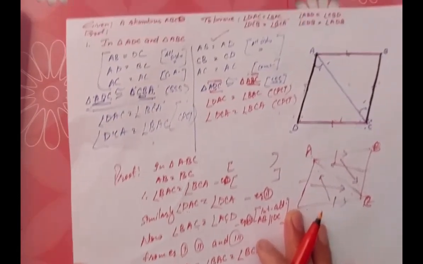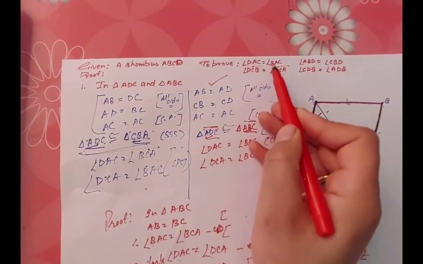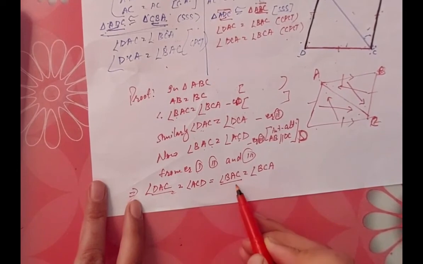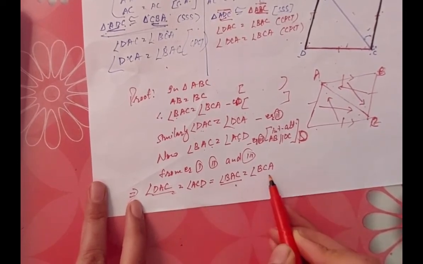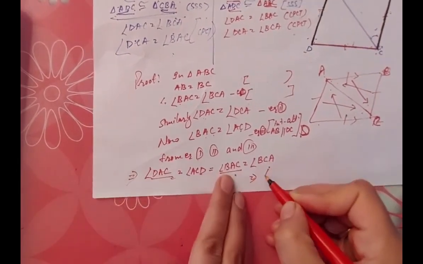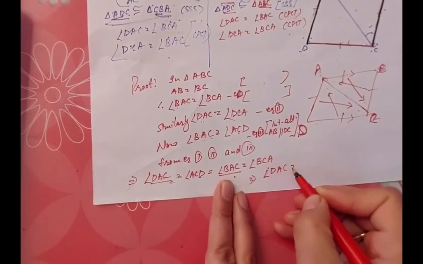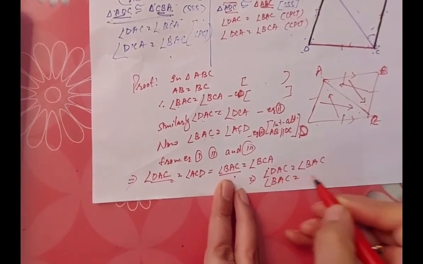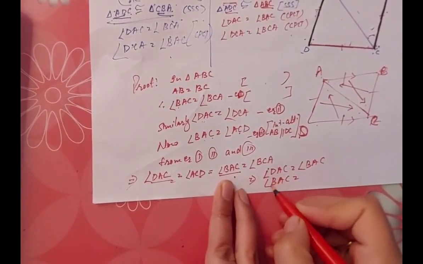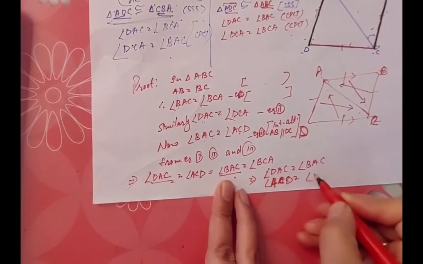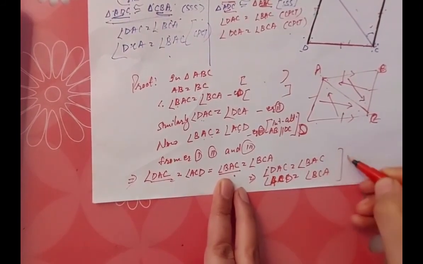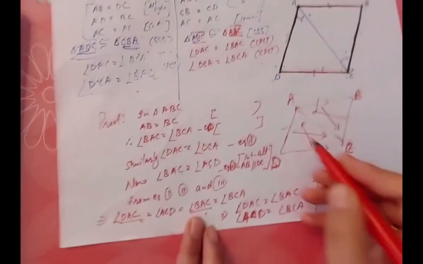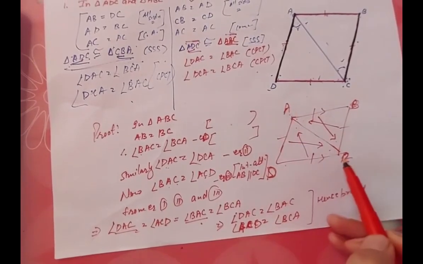Okay, and what were we supposed to prove? We were supposed to prove DAC equals BAC. So we have DAC equals BAC because they all are equal. So this is going to be equal to this and this is going to be equal to this. So which implies what we need, that we will write DAC equals BAC and ACD equals BCA. Okay. Hence proved that diagonal AC bisects angle A and angle C.